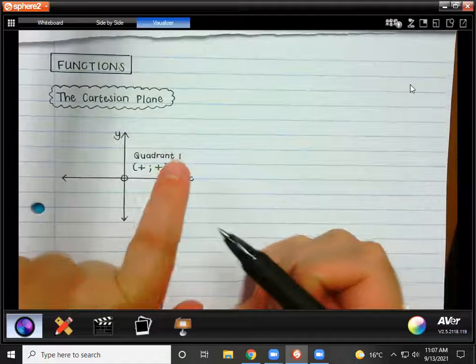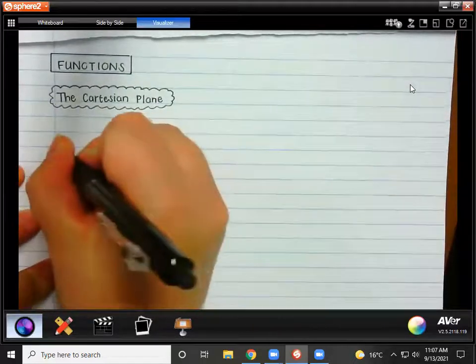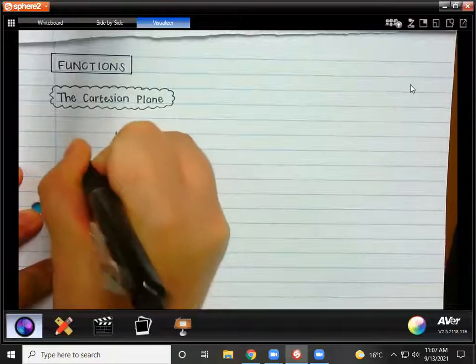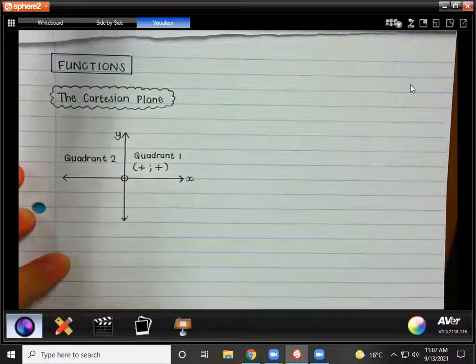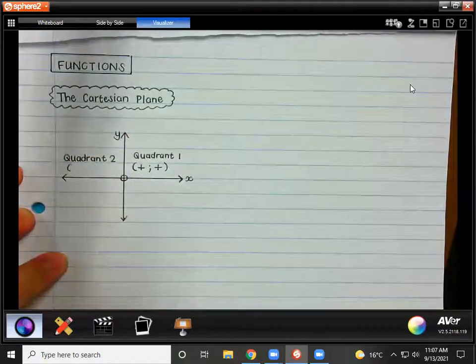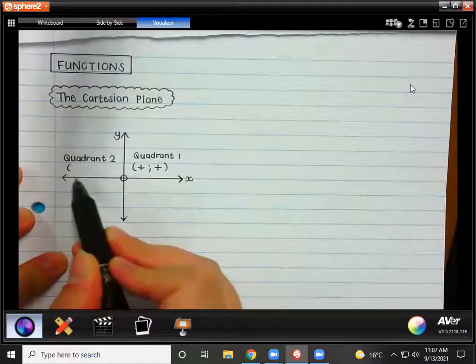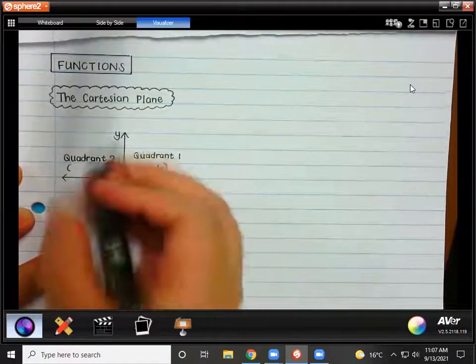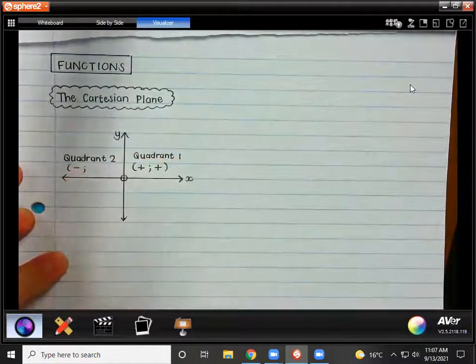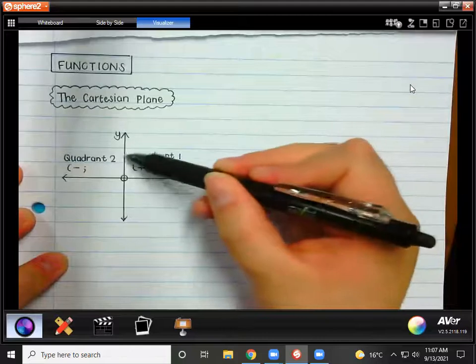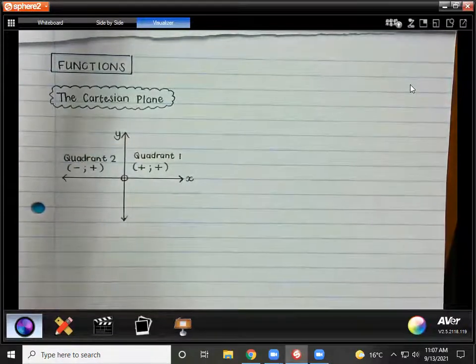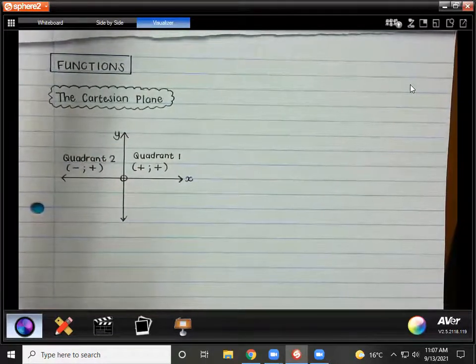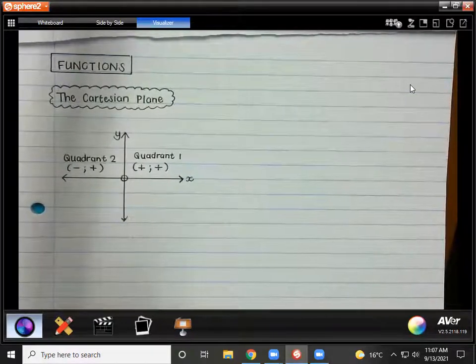Then from quadrant 1, we go anti-clockwise with the others. So the one next to it is quadrant 2. Now for quadrant 2, what x values do we have here? Positive x values or negative x values? Negative. Okay, so the x value is always going to be negative there. But which y values am I going to have? What are these y values up here? Positive. So any point in quadrant 2, in that section of the Cartesian plane, will have a negative x value and a positive y value.